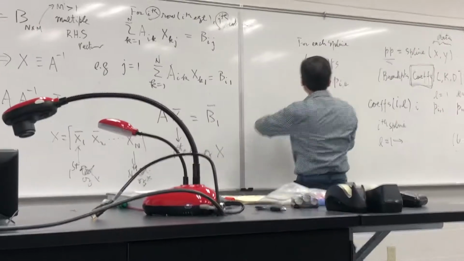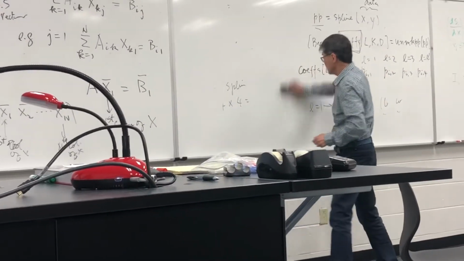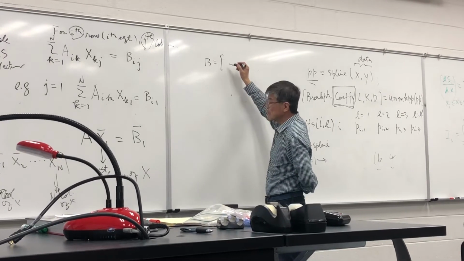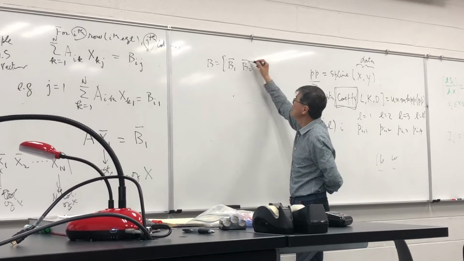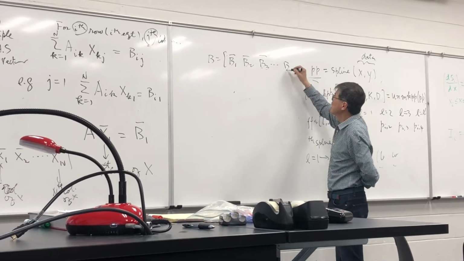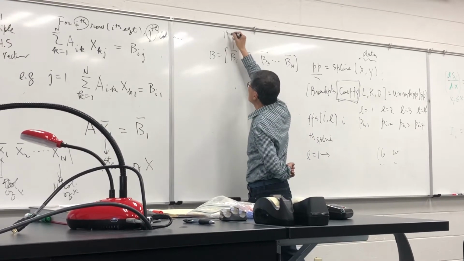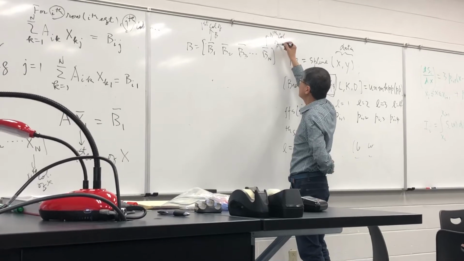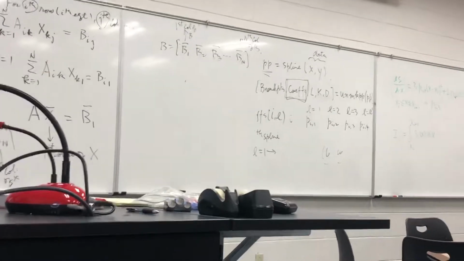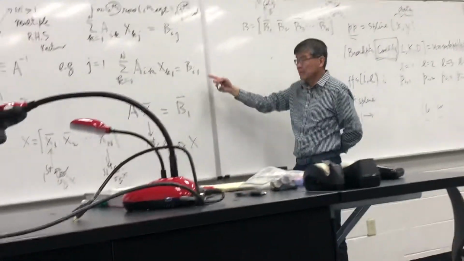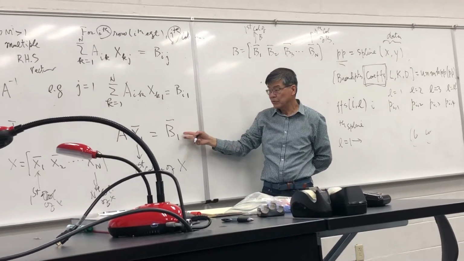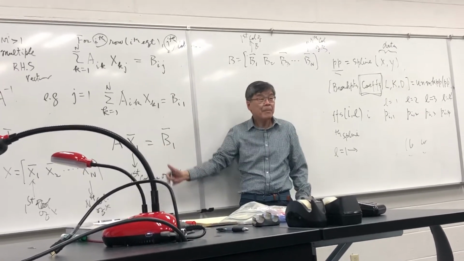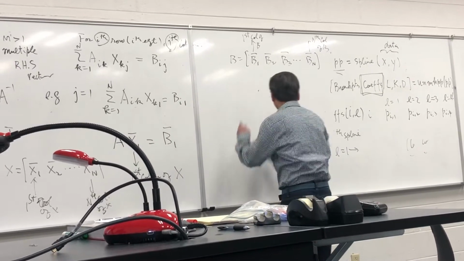By the same token, B can be decomposed and written in this way: B1, B2, B3, up to Bn. This is the first column of B. This one will be the nth column of B. All right? So you eventually use this concept to calculate the first column of X by backward substitution later on. So that is the idea.